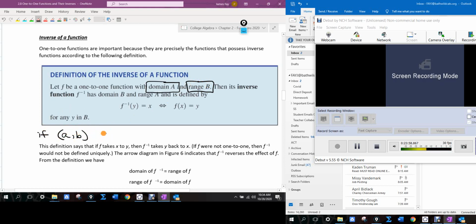So if A comma B is on f of x, then B comma A. You see how it said it now? The domain is coming from B and the range is coming from A on the inverse. So if A comma B is on f of x, or I'm just going to write on f, then B comma A is on f inverse.